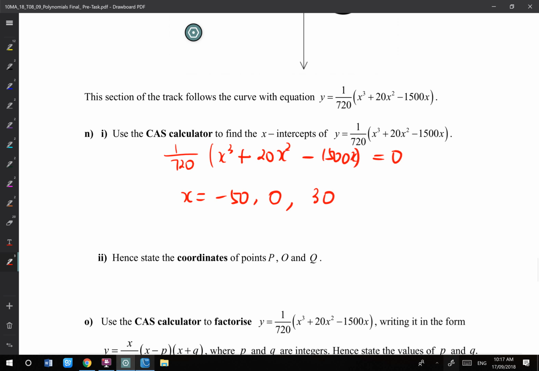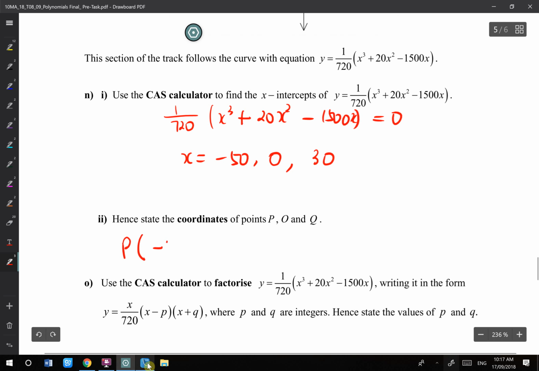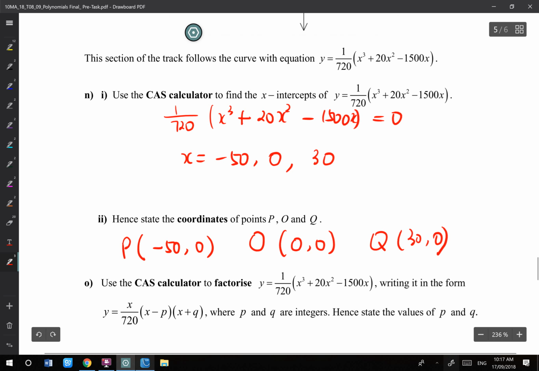The next question is interesting. Hence, give the coordinates of those 3 points. Okay, so coordinates. Well, I need to consider the order. P is the most left-hand side, origin, and then the Q. So P is minus 50, comma 0. O is 0, comma 0, and Q is 30, comma 0. I need to give which point is which one. I need to clearly state that to get this mark.